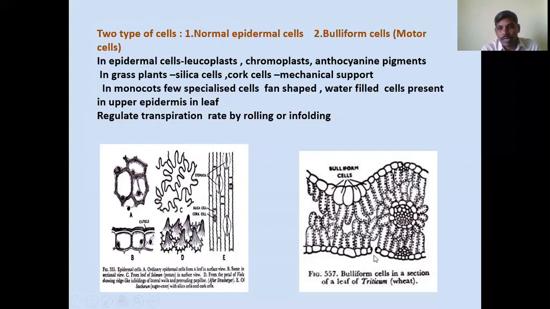This picture elucidates the transverse section of Triticum vulgare, that is the wheat plant, which contains special epidermal cells called bulliform cells or motor cells.